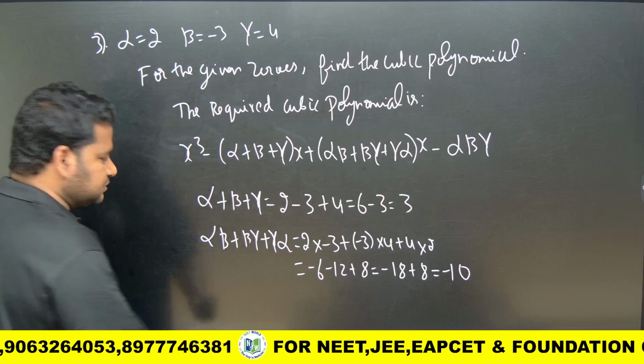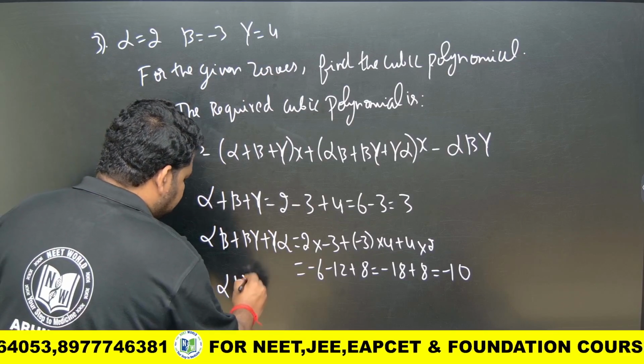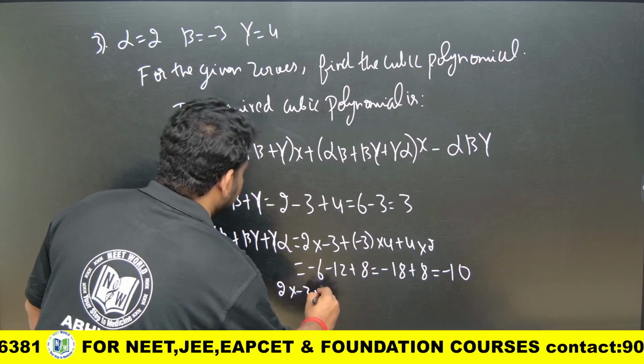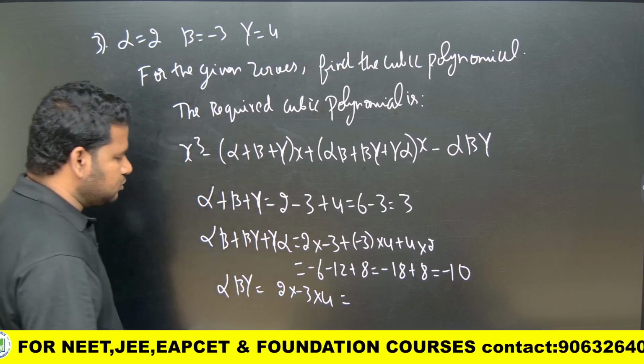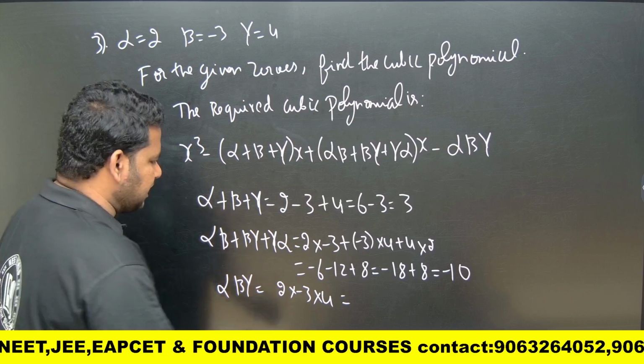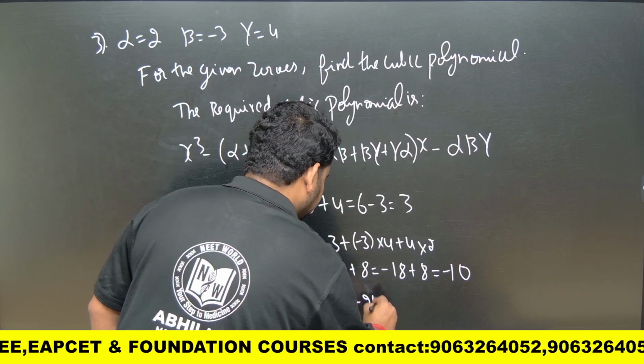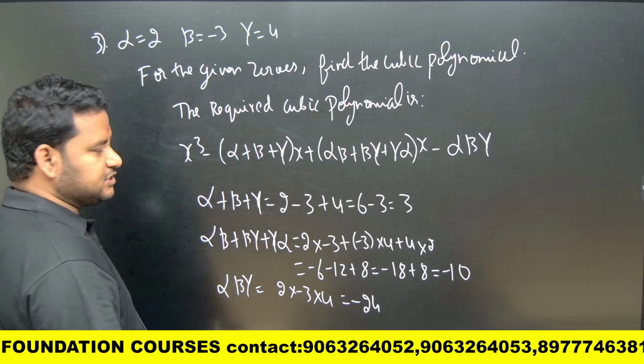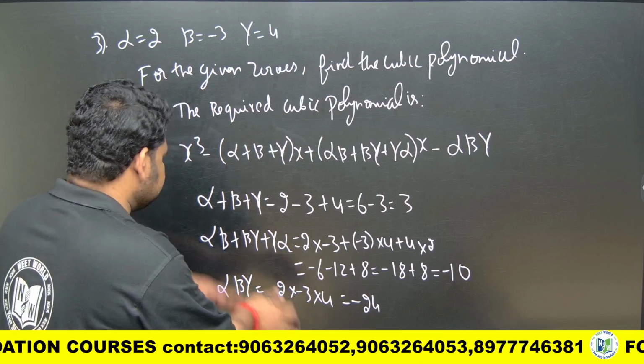Now, the product of the zeros, alpha beta gamma. Alpha beta gamma is what? Alpha is 2, beta is minus 3, gamma is equal to 4. So, we will get, friends, 2 3s are 6, 6 4s are 24, along with the minus sign, so this will be minus 24. Now, we got the values: the sum of the zeros, the product of zeros taken 2 at a time, and alpha beta gamma. You put these values here.